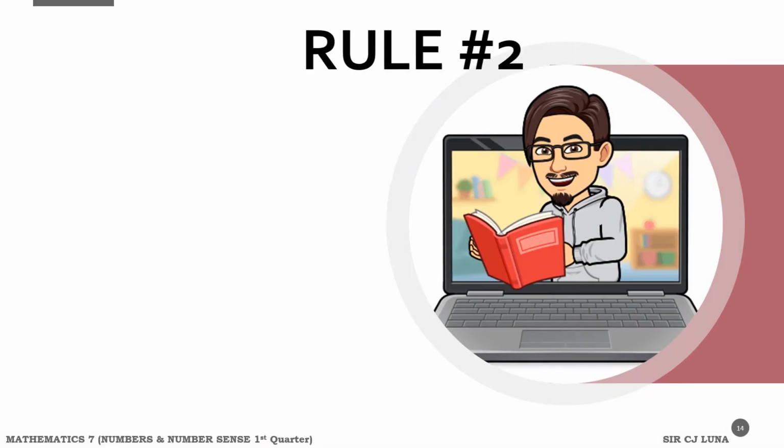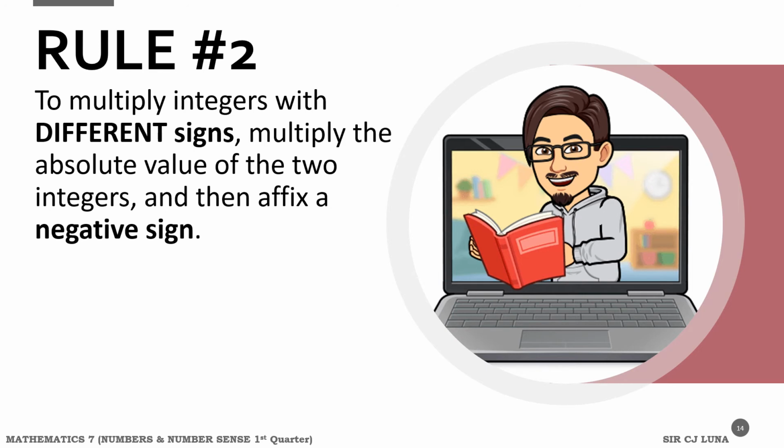Rule number 2. To multiply integers with different signs, multiply the absolute value of the two integers and then affix a negative sign. Ganun lang siya kasimple. No? Kapag ka daw nag-multiply ka ng dalawang integers na magkaiba ng sign, ang sagot ay laging negative. Halimbawa, negative 4 times 5. So 4 times 5 is 20. And then hindi sila pareho ng sign, so ang sagot ay negative 20.